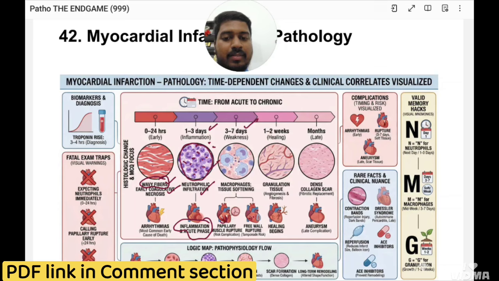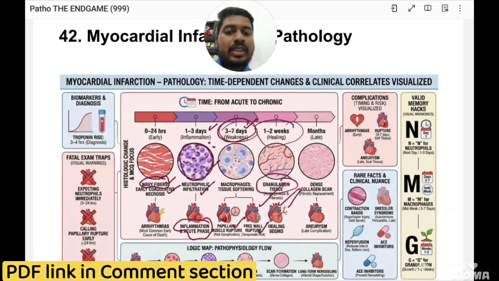Wherever there is softening, this is the reason why there can be papillary muscle rupture, which you can see here, or ventricular wall rupture leading to cardiac tamponade. There can be a blood leak into the pericardial cavity. Papillary muscle rupture and free wall rupture occur maximally between 3 to 7 days, and then healing starts slowly. There is granulation tissue, angiogenesis, fibrosis.